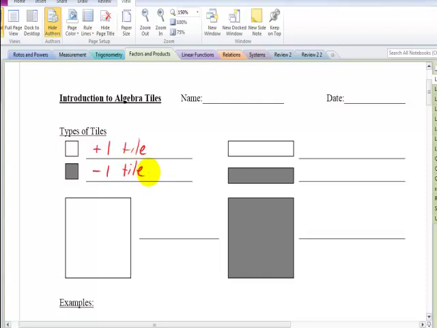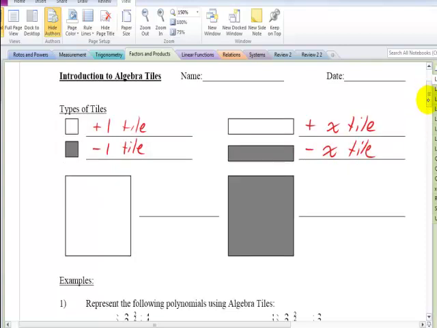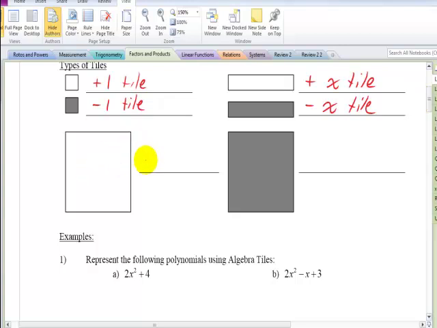Okay. Just like the unshaded plus 1 tile, this will be a plus x tile. And the opposite, the shaded, will be a negative x tile. Big one, same thing. This is going to be a positive x squared tile. The shaded in will be negative x squared tile. Okay.